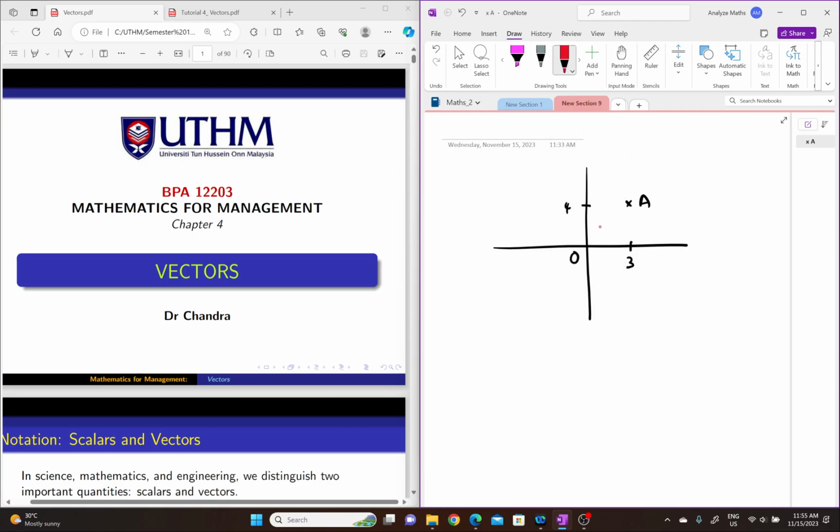Now if I want to find the length of the point, how do I find it? Use Pythagoras theorem. Basically you can find the length. This is 3, this is 4, and if I want to find this hypotenuse, I suppose you guys know what a hypotenuse is, using Pythagoras theorem, 3 squared plus 4 squared, you will end up with 5.